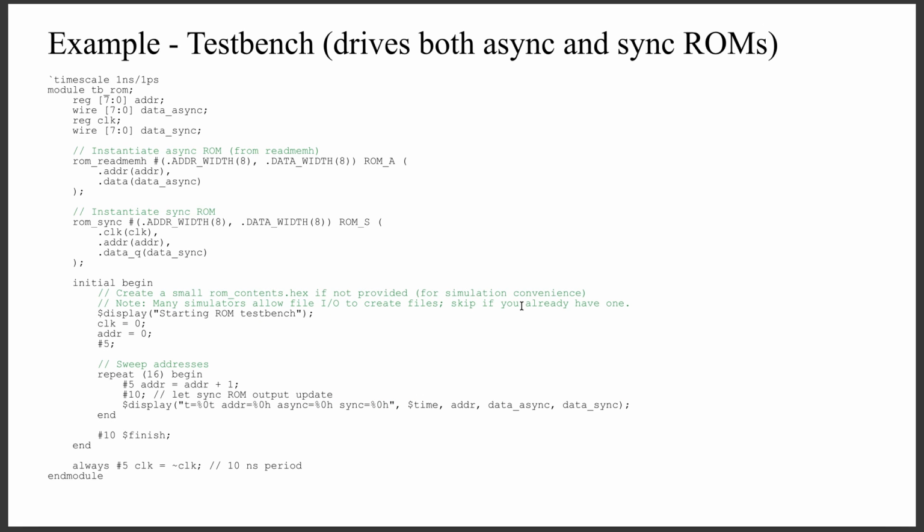Alright, here's a test bench to just test the code from before. So we declare an address, a data async, a clock, and a data synchronous. So we read memory, so we use the ROM read MH module from before. We also use the ROM synchronous module from before. Then we initiate our clock, and then we swap addresses, and we just display the contents of the ROM.